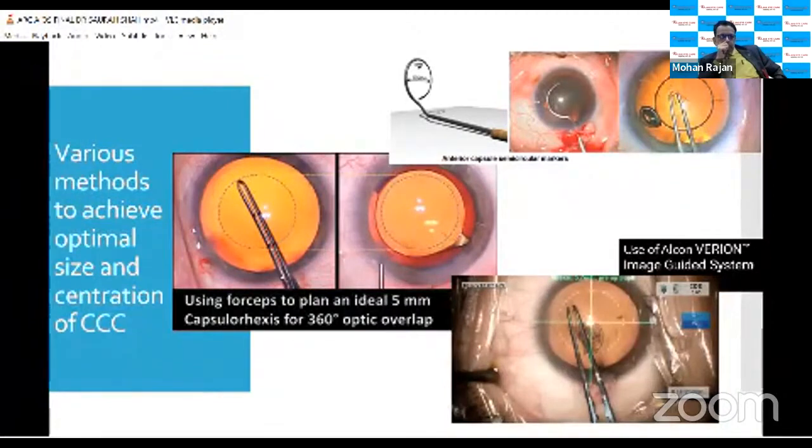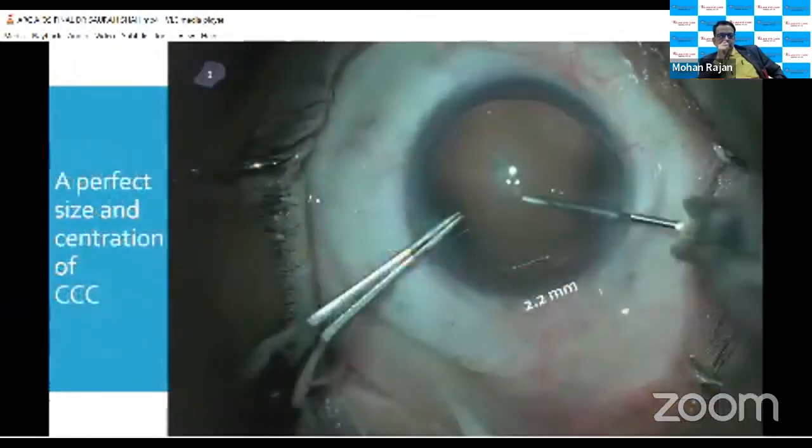Various methods are available like capsular marking ring, marked forceps, or you even have the liberty to use the Alcon Verion image guided system. It's good, but if you don't have anything, don't worry. You can just use your mental marker. Just remember one thing, that at any given point or at any magnification, your main port entry size will remain the same, like 2.2 mm.